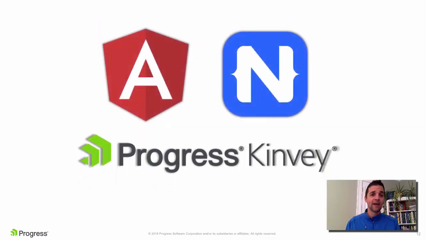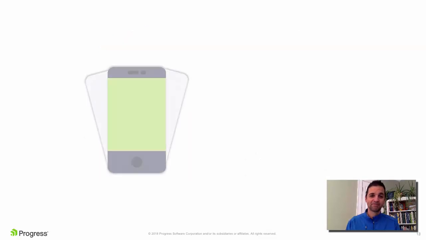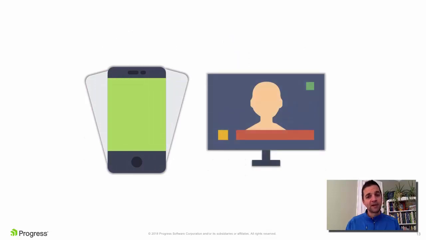So those are the big three today: Angular, NativeScript, and Kinvey. All three are great alone, but certainly better together. And now, before I introduce our speakers, there is one other concept that I touched on that I'd like to return to quickly. Now, this is the concept of web and mobile code sharing.